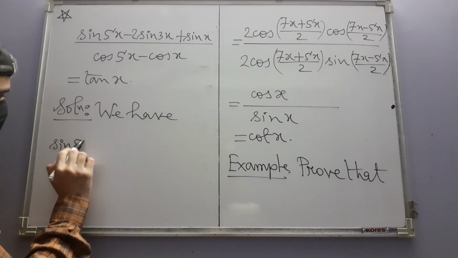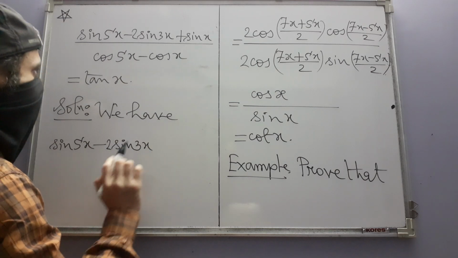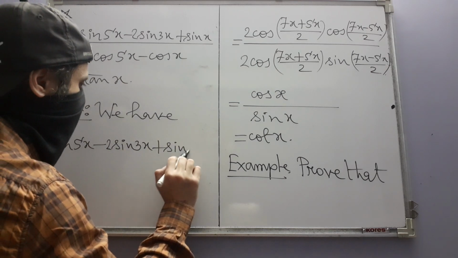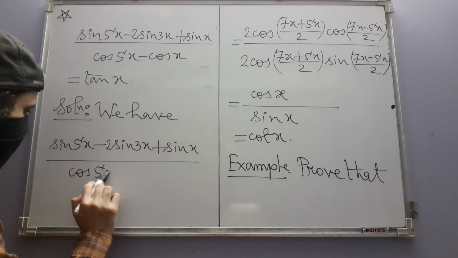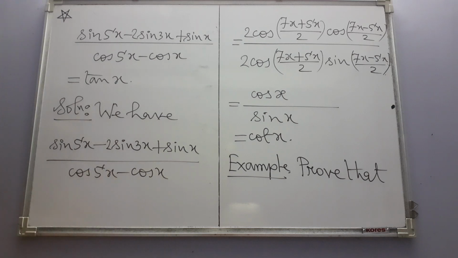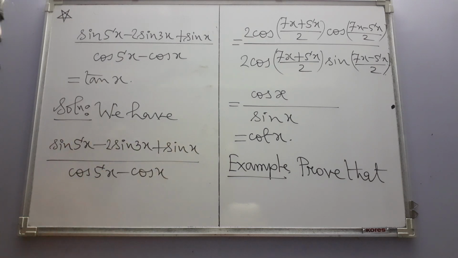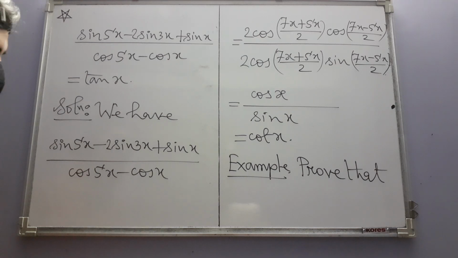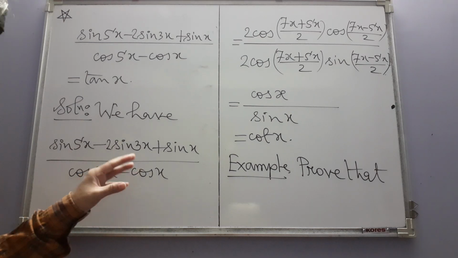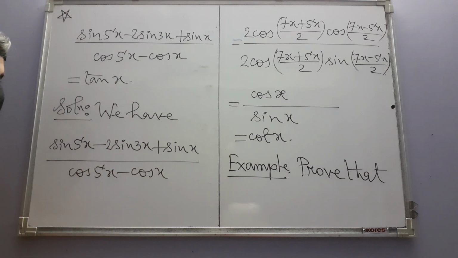We have sin 5x minus 2 sin 3x plus sin x divided by cos 5x minus cos x. Okay. Now, what we will do, we will bring sin 5x and sin x together and apply the sin x plus sin y formula there, and this we will kind of simply keep like that. We won't really apply the triple angle formula here.